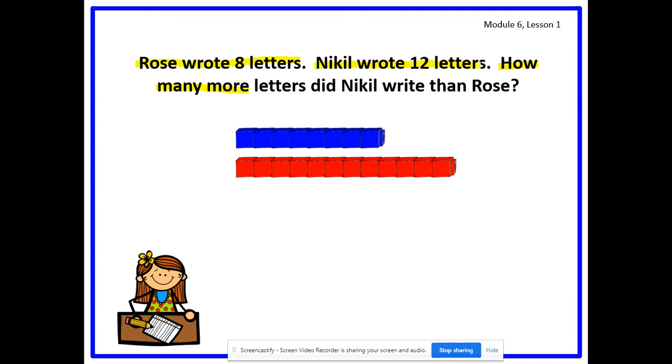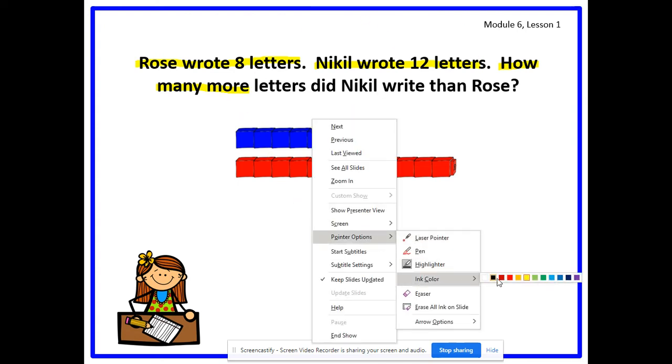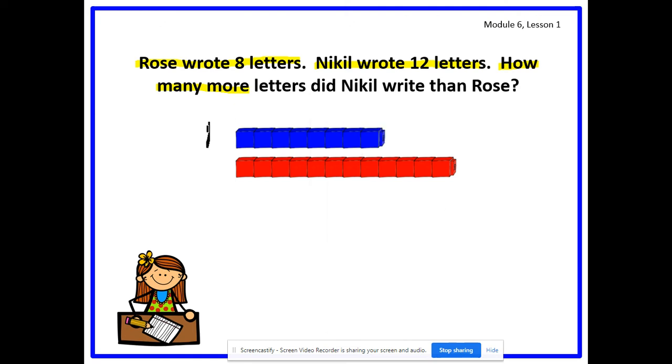So before you start practicing along with me, let's listen. So I have these cubes right here. I'm going to go ahead and change my color. These are the ones that Rose wrote, right? 1, 2, 3, 4, 5, 6, 7, 8. And these are the ones that Nickel wrote. 1, 2, 3, 4, 5, 6, 7, 8, 9, 10, 11, 12. So now in your paper, you're going to go ahead and draw 8 circles and then box them. Just like I'm going to box my 8 blue cubes.